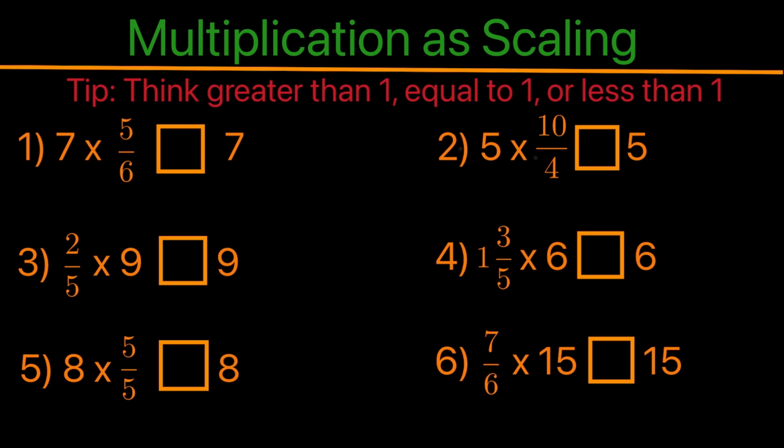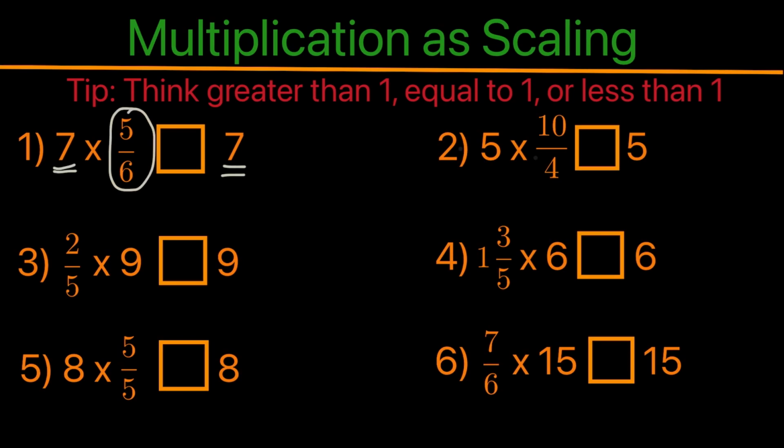For the first example, we have 7 times 5/6, and we're comparing with the number 7. So what we want to know is if this is greater than, equal to, or less than this number. As you can see, the 7 remains the same, so the only difference is this fraction here. The tip here is that we want to think greater than 1, equal to 1, or less than 1.